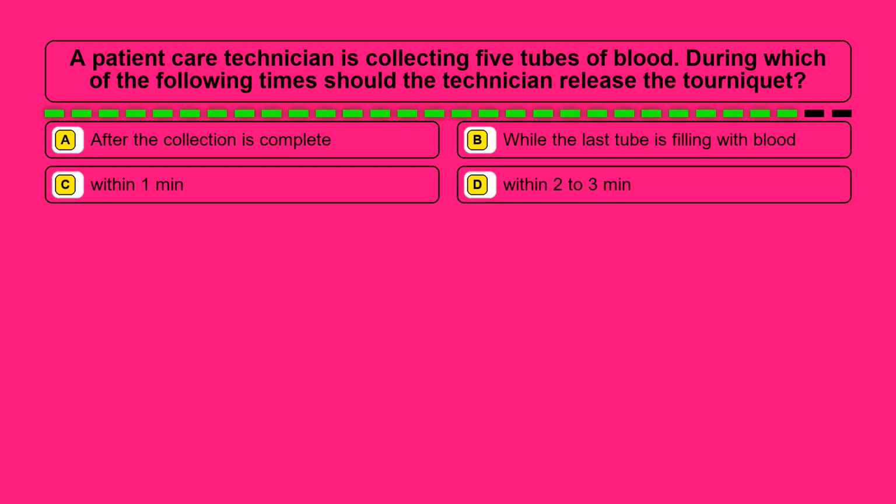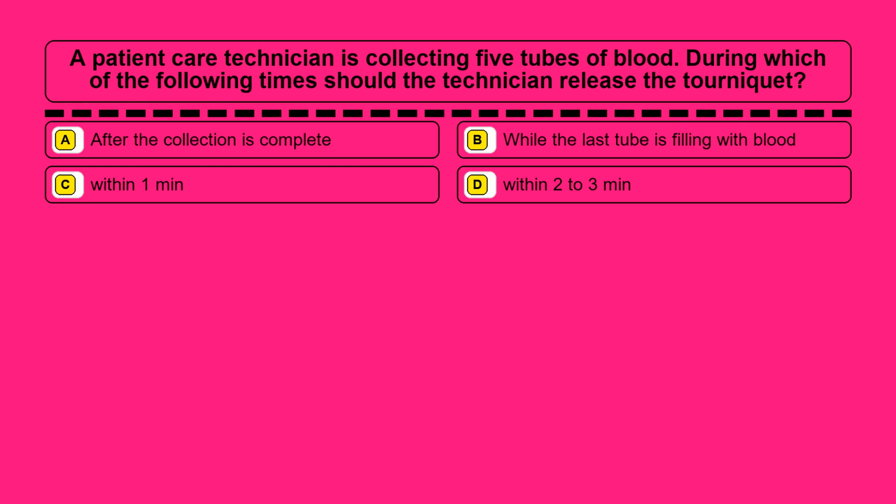Question 3. A patient care technician is collecting 5 tubes of blood. During which of the following times should the technician release the tourniquet? Option A, after the collection is complete. Option B, while the last tube is filling with blood. Option C, within 1 minute. Option D, within 2 to 3 minutes.